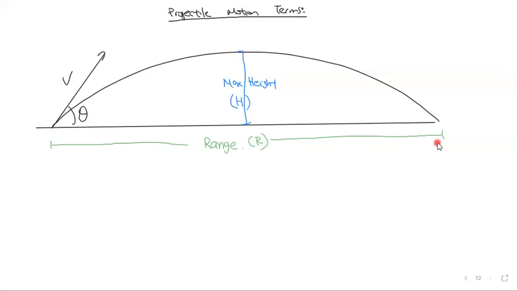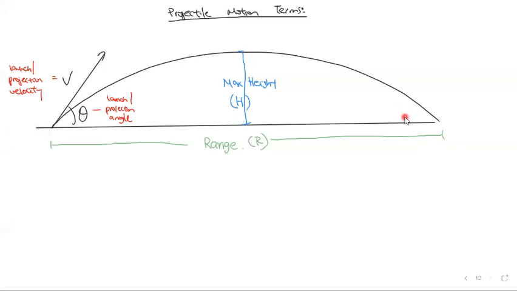Of course, terms that you should already know are that v is the launch or projection velocity, and theta is the launch or projection angle. And of course, for different velocities and different projection angles, we're going to get different trajectories.